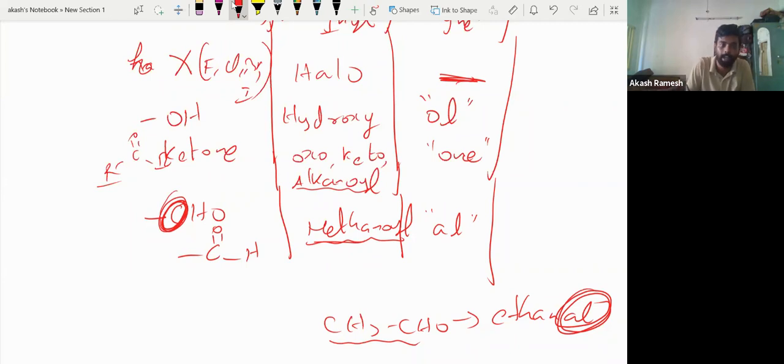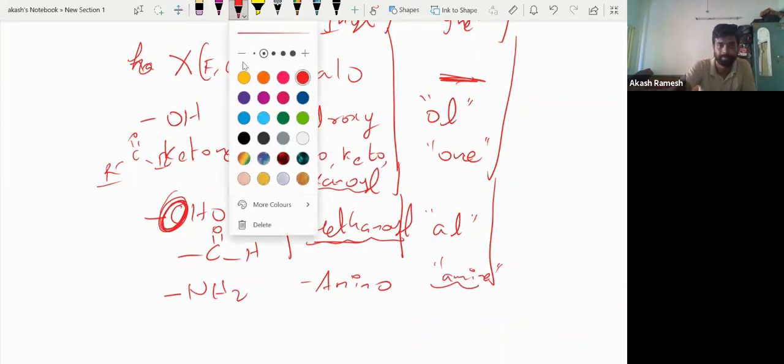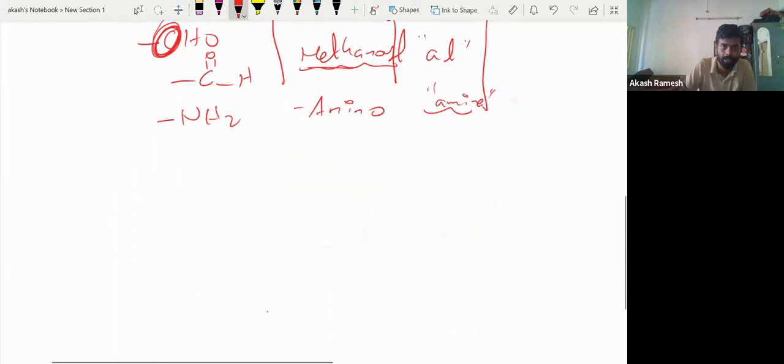Okay, moving on. If you have NH2, right? Now NH2, the prefix part is amino, right? And if it is going to be suffix, if that's the only thing, we'll write amine directly, right? Okay. Now there's only one thing left, and that's your acid. Right, so acid, if you have a COOH, okay, COOH is like this, right? Now remember that there is no prefix.